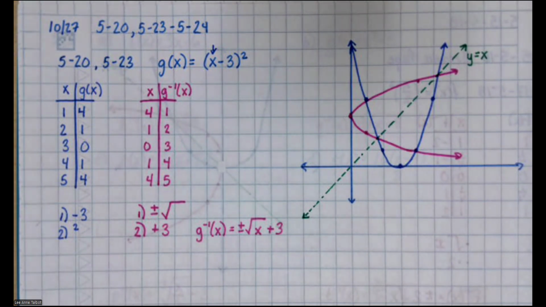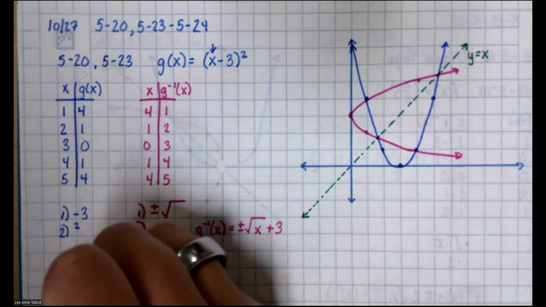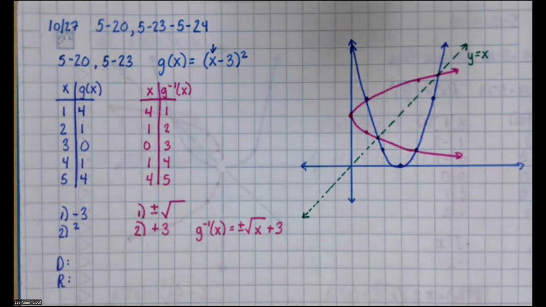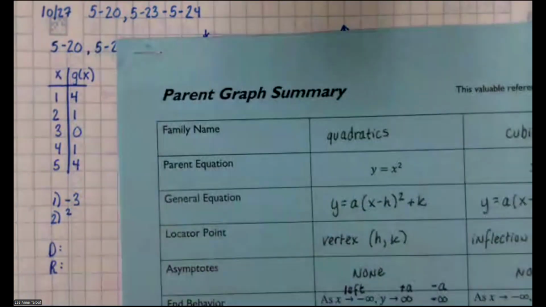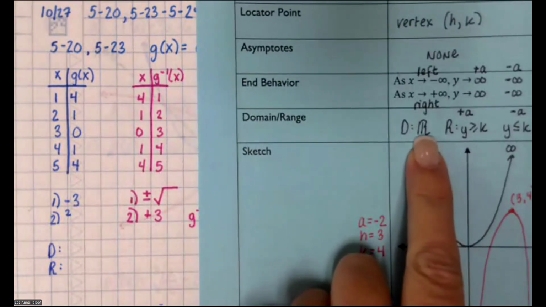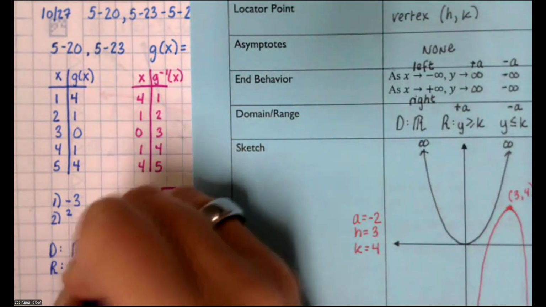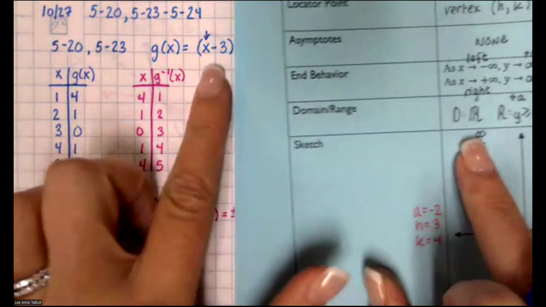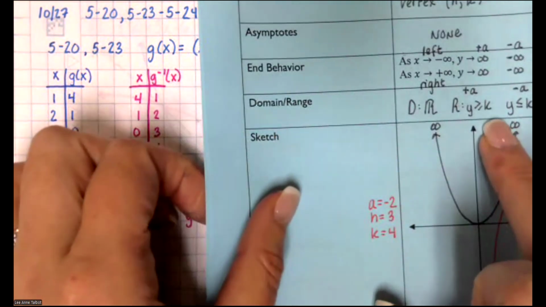Do you guys remember the last thing we did on Friday? We're not done with this one yet. I have to remind you about the trick with domain and range. Okay. So going back to quadratics. This is a parabola. The domain is all real numbers. And this is a positive a. So here's my original equation. The range is y is greater than or equal to k.